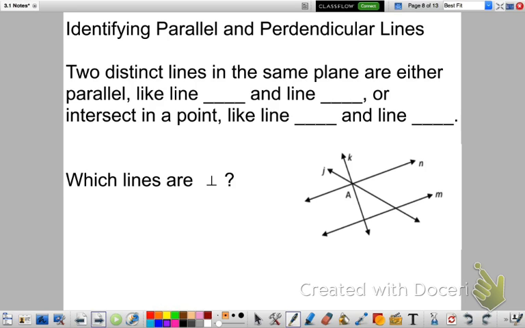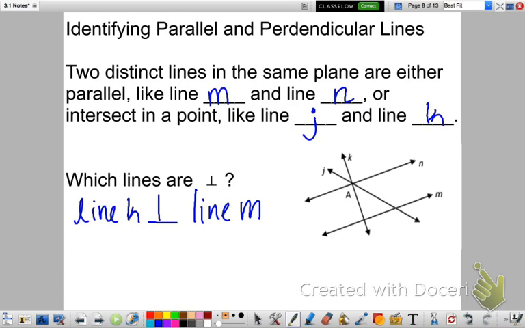Okay, so when we have two distinct lines in the same plane, they will either be parallel, like lines M and N, or intersect at a point like lines J and K. So, line K would be perpendicular to line M, and line K would be perpendicular to line N.